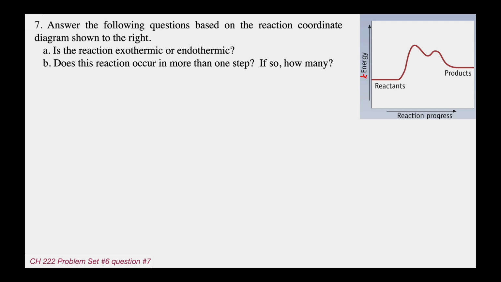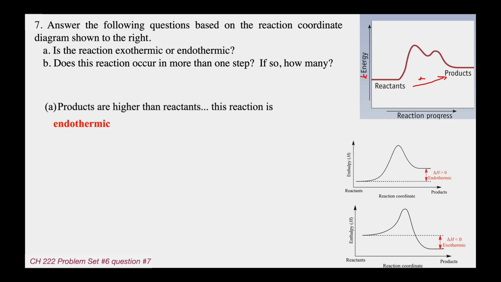And the first question says, is the reaction exothermic or endothermic? Well, exothermic reactions have negative delta H's, and that means that overall energy is released. But you can probably see here, products are at a higher energy than reactants. So if you go straight from reactants to products, you have to add some energy in. This reaction is not going to happen unless you add some energy. Adding energy to a reaction makes this reaction endothermic.